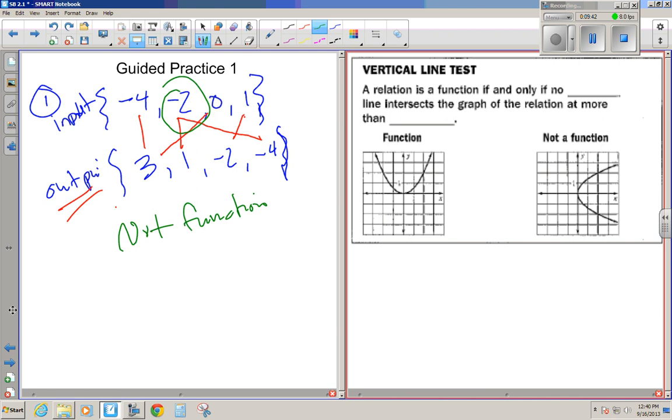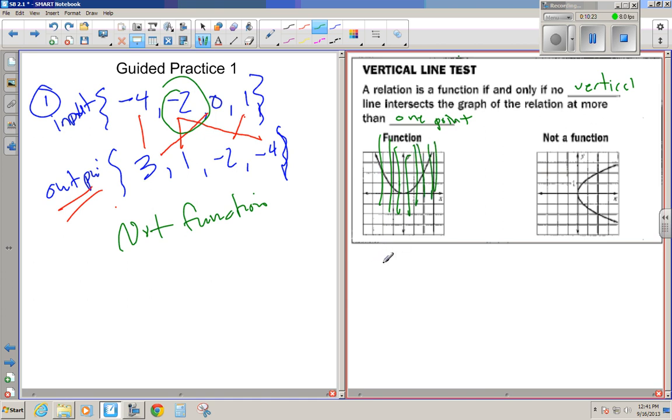You can use mapping, or you can use something called the vertical line test. The vertical line test shows a relation is a function if and only if no vertical line intersects the graph of the relation at more than 1 point. So you basically graph it and test. So here's the graph. Is there anywhere a vertical line will pass through that line twice?